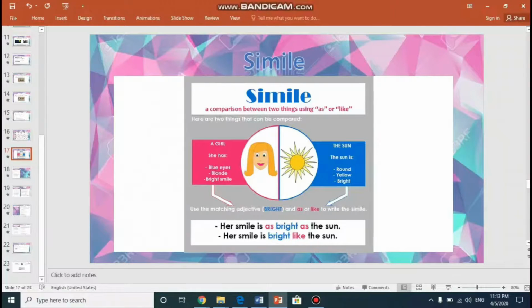These are the two similes that can be made comparing the adjective bright between a girl and the sun. So her smile is as bright as the sun, and her smile is bright like the sun. Just like Miss Ola's smile is as bright as the sun. Miss Ola's smile is bright like the sun, and you can continue with all of these examples that could be considered correct.